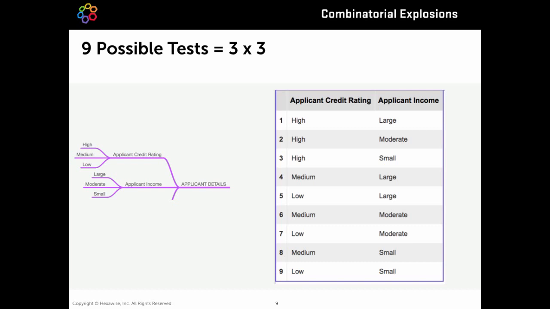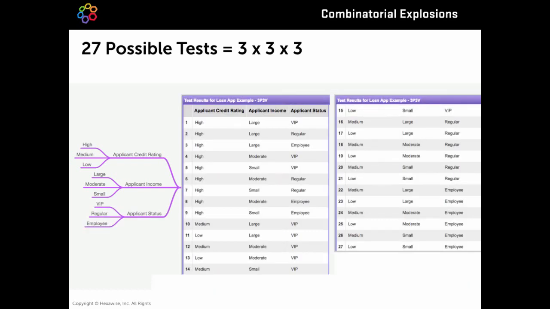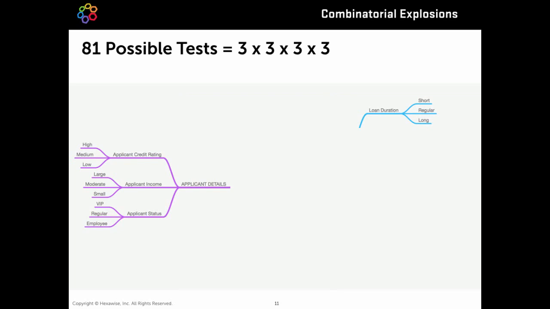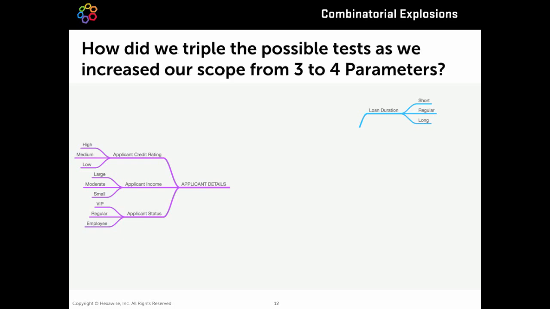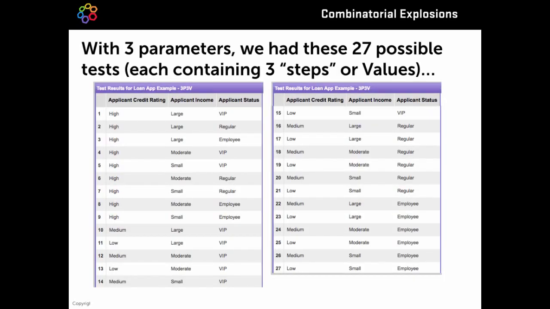If we added a third parameter, we'd now be talking about 3 times 3 times 3, or 27 possible tests. A fourth parameter that had 3 values would get us to 3 times 3 times 3 times 3, or 81 possible tests. How does that work? How do we go from 27 possible permutations to 81 by adding one parameter? Well, you can think about it this way. After 3 parameters, we had these 27 possible permutations.